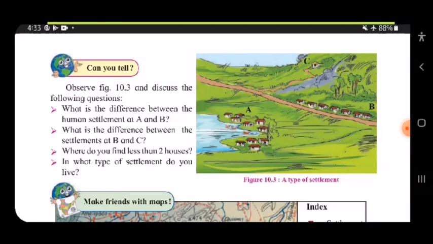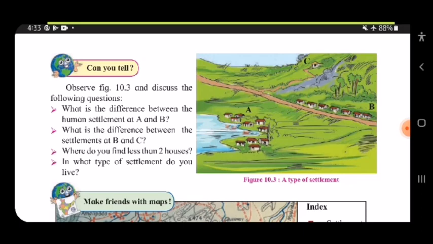Now when you look at A, you see the houses are close to the water, and they are not in a proper line. But when you look at B, you can see they are all close to the road and they are all in a line. So there is a certain difference in the human settlements where people are living. Their houses also are different.